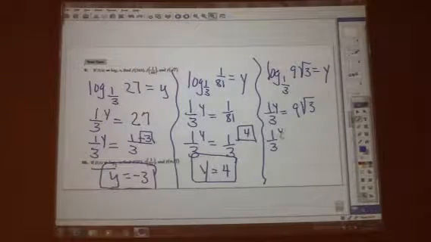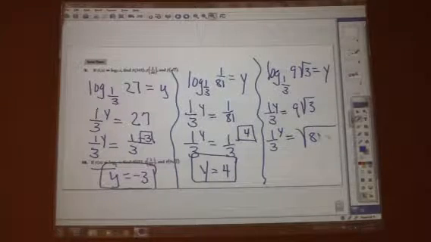1/3 to the y equals, what if I change this to 81 times 3? Does everybody see why that's 81 times 3? Okay. If I'm looking for, I either have to have a 1/3 here or a 3. What would 81 be if I did it 3 to the 7th power? What is 3 to the 7th power that would give me 81?